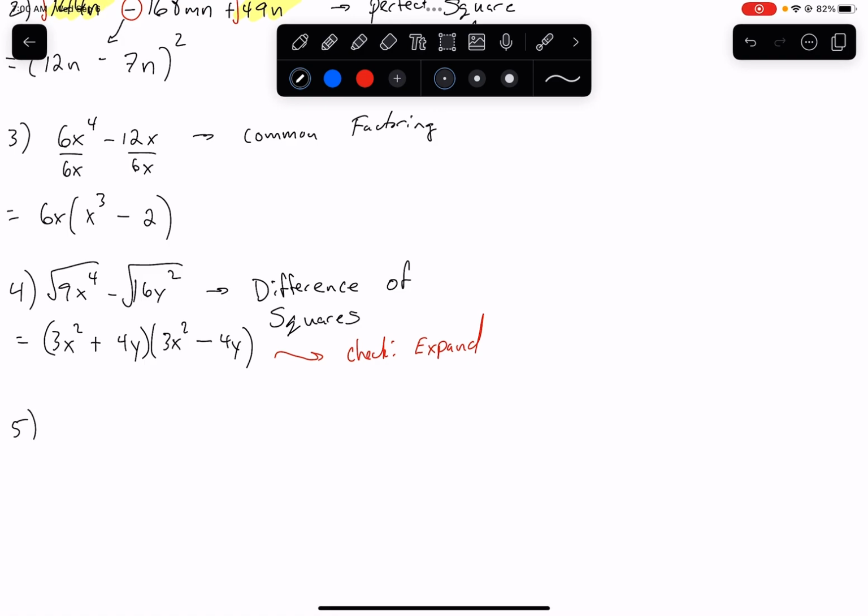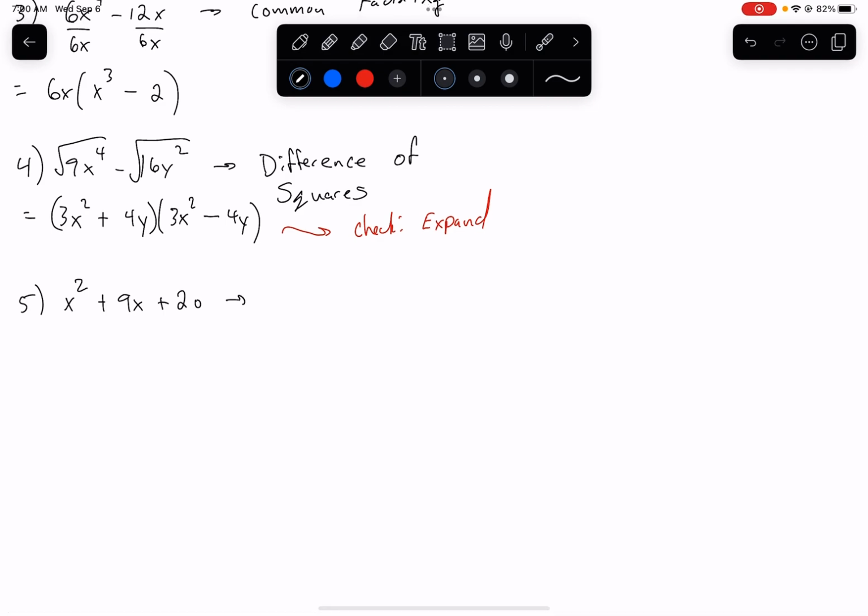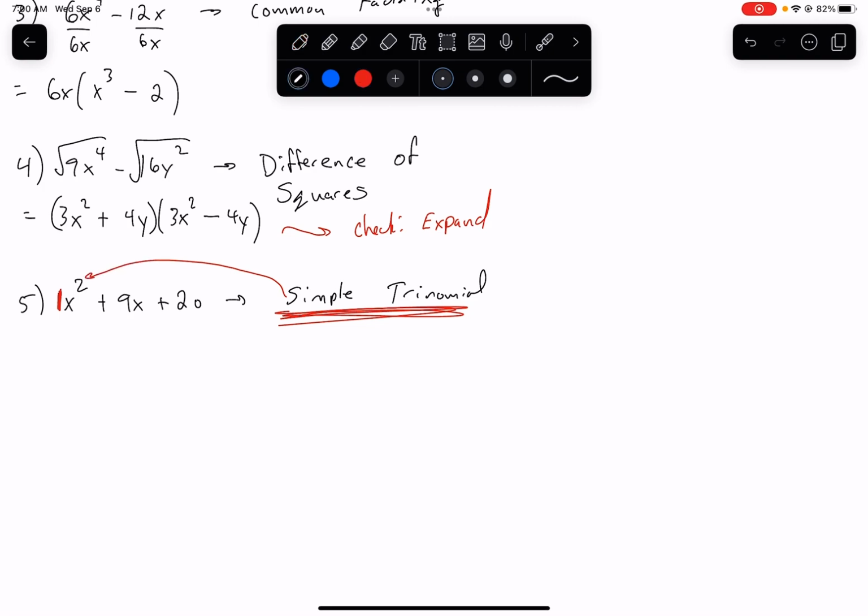Okay, number 5, x squared plus 9x plus 20. Okay, this is what we call a simple trinomial. And we call it a simple trinomial because the coefficient in front of the x squared term is a 1. And with a simple trinomial, we like simple trinomials because we have a simple process for factoring them. Simply what we're looking for is two numbers that multiply to 20 and add to 9.